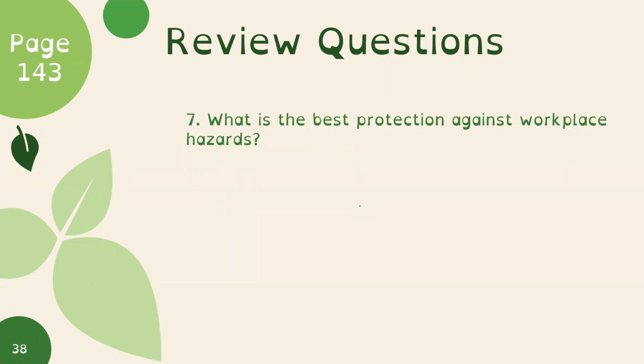Number 7, what is the best protection against workplace hazards? So we talked about how the best way is to deal with the hazard at the source. This means that people are protected from accidents happening, because accidents happen all the time. However, this is generally more expensive, and therefore companies generally don't want to do this because it is a bigger investment.